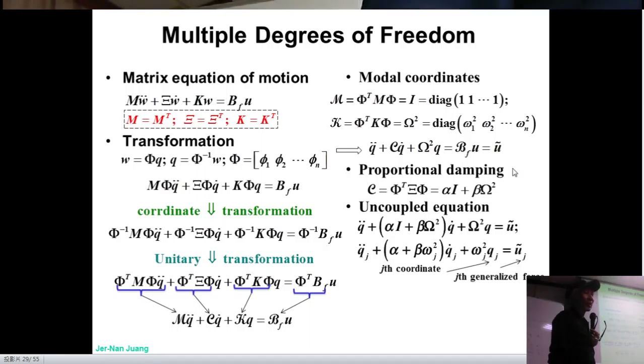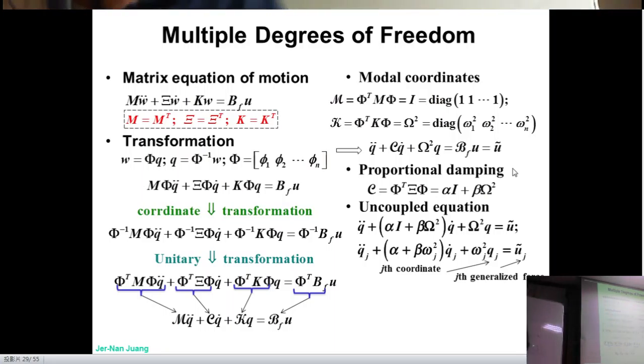Agree? Now, if we have this kind of assumption, then we can simultaneously identify the M matrix, the C matrix and the K matrix. Only in this case can we diagonalize all the matrices by a matrix called phi. All right, so let me summarize it a little bit here, and then you will understand what I'm talking about now.